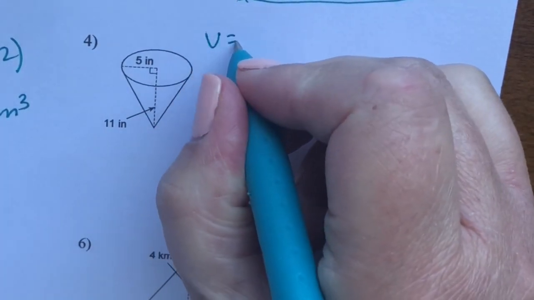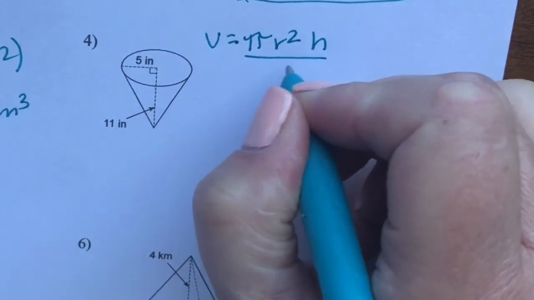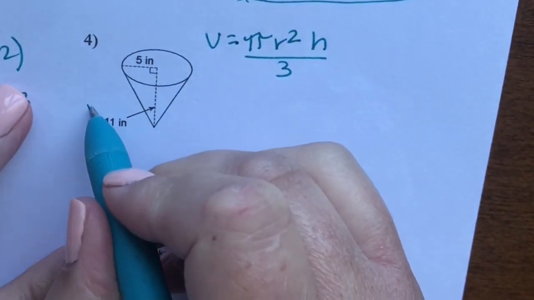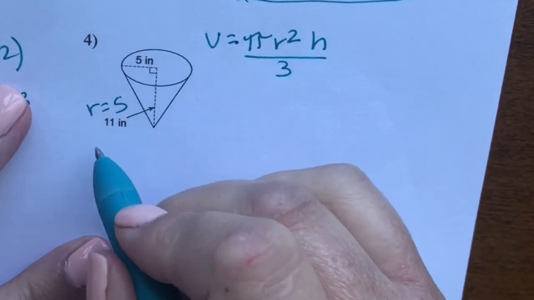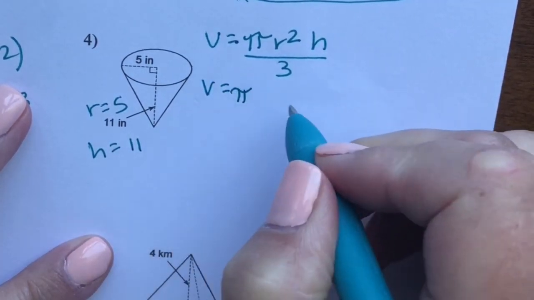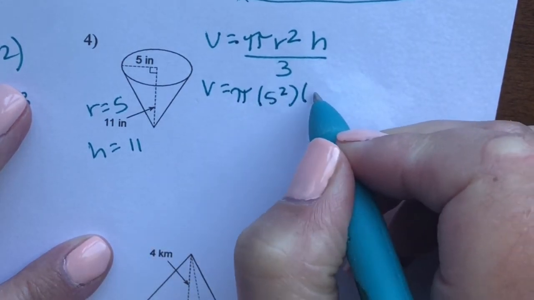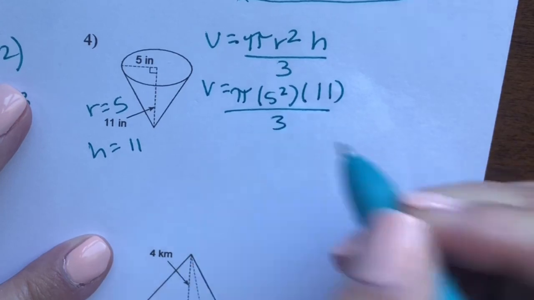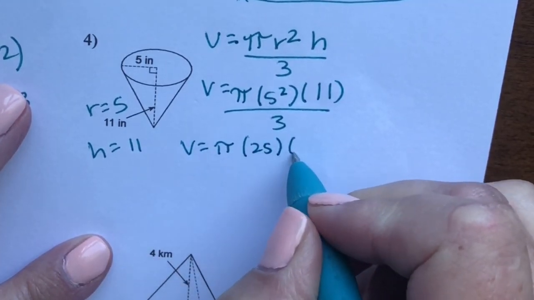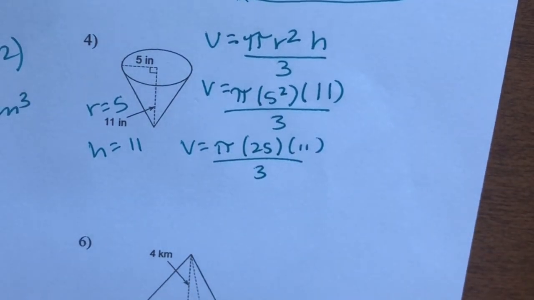Okay, number 4 is a cone. So the volume equals pi r squared times h divided by 3. So I've got radius here is 5 and my height is 11. So I'm just going to fill that in. Pi, and then r is 5 squared times 11 divided by 3. And I can do this in my head. So 25 times 11 divided by 3. And then now I'm just going to use a calculator to do the rest.